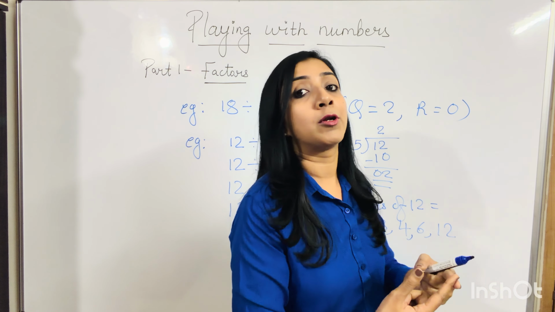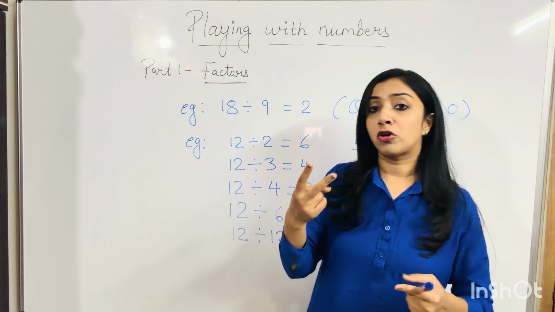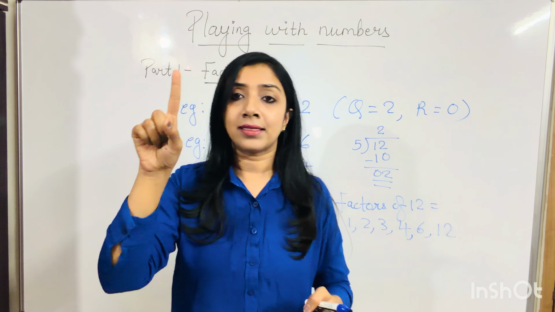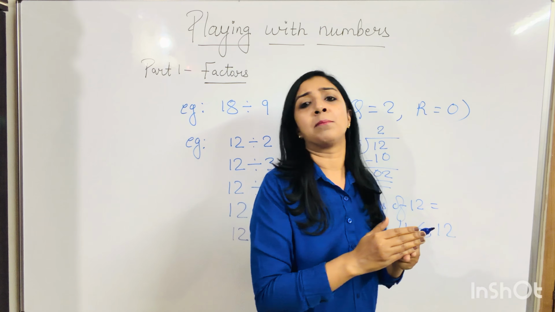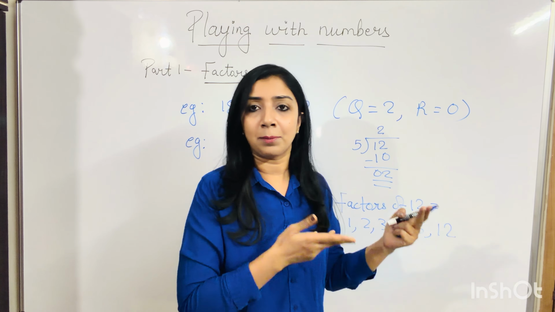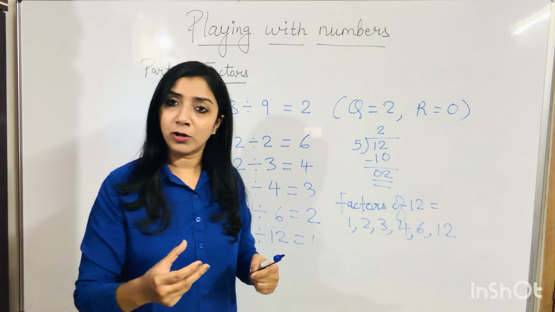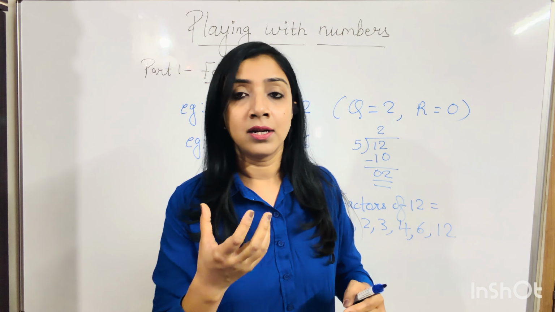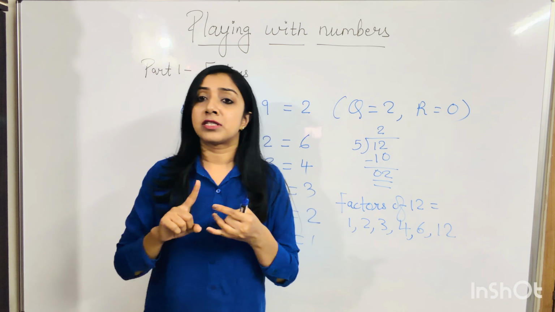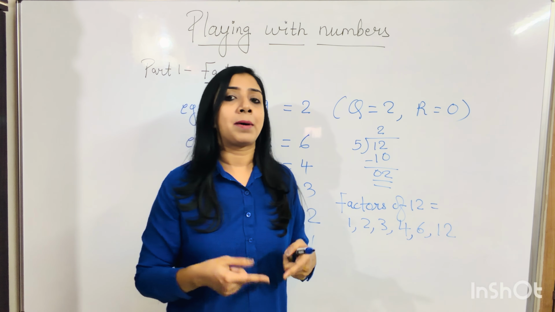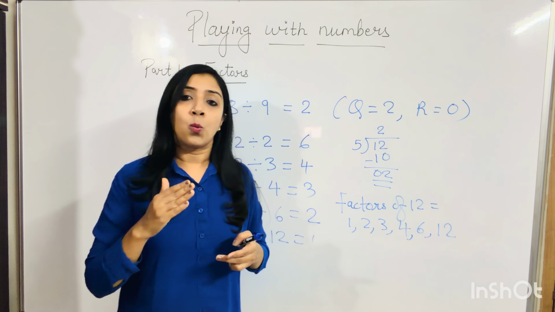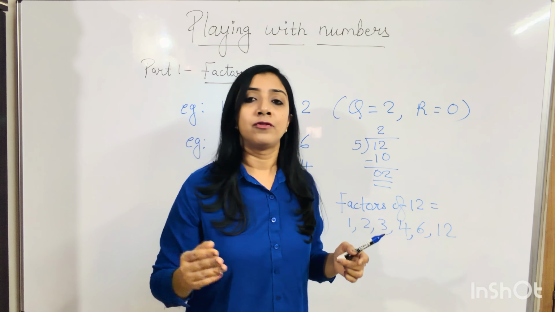Same way, take the example of 11. Factors of 11 are also 2, 1 and 11. Factors of 13 are also 2, 1 and 13. So minimum, for every number you will get 2 factors. That is minimum. Maximum depends on the number. I'm giving you one more example of 15. 15 is an odd number, but 15 is divisible by 1, by 3, by 5, and by the number itself, that is 15. So the factors of 15 are 1, 3, 5, and 15.